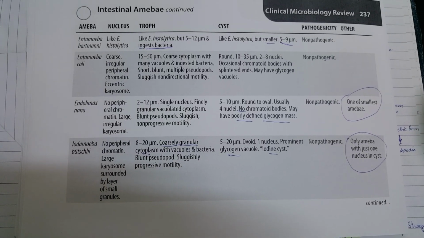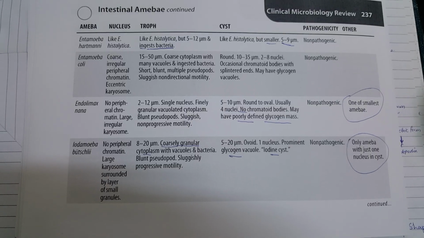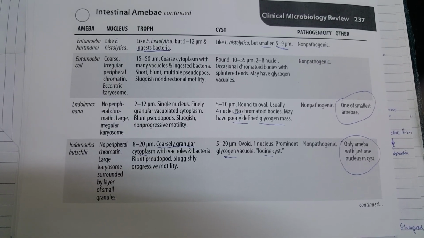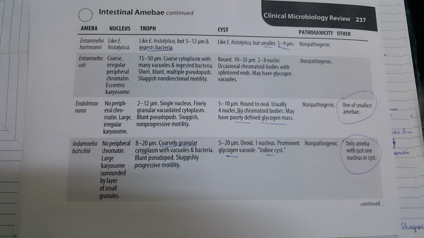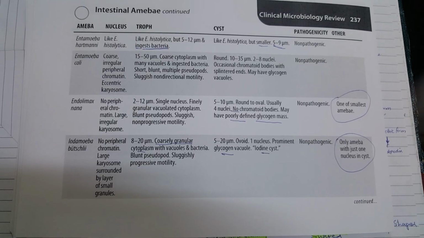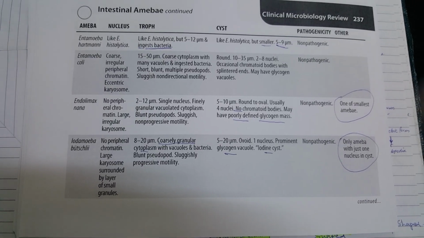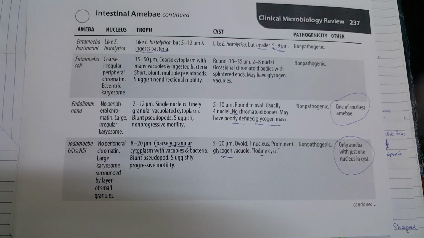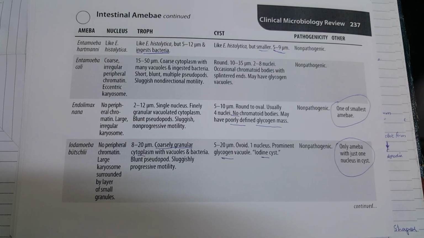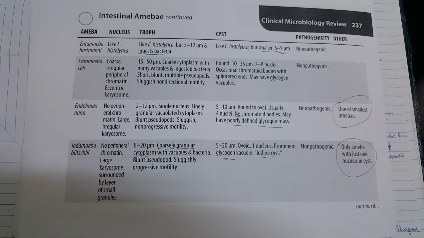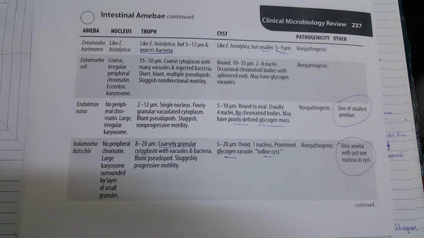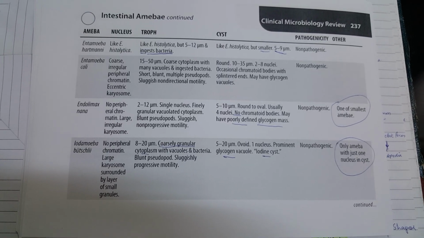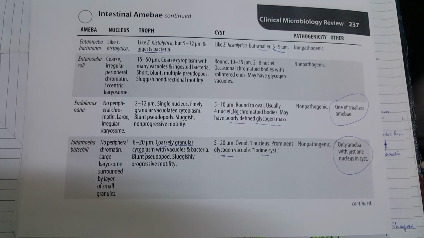Enzyme immunoassays for antigen detection and molecular testing are available. Among the intestinal amoebas, there are some others that are non-pathogenic: Entamoeba hartmanni, Entamoeba coli, Endolimax nana, and Iodamoeba buetschlii. They closely resemble the pathogenic strain, Entamoeba histolytica. Entamoeba hartmanni is just like histolytica but 5 to 12 micrometers, and it ingests bacteria instead of RBCs. E. histolytica is bigger than Entamoeba hartmanni.